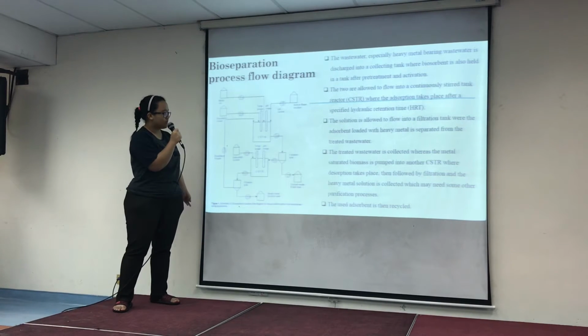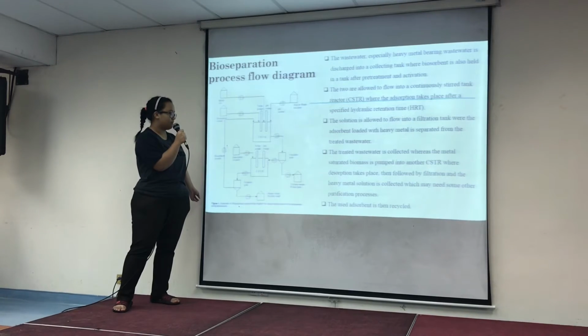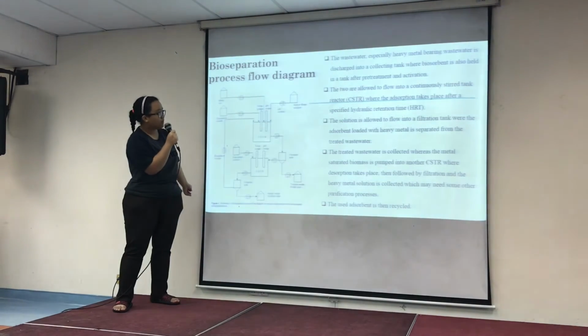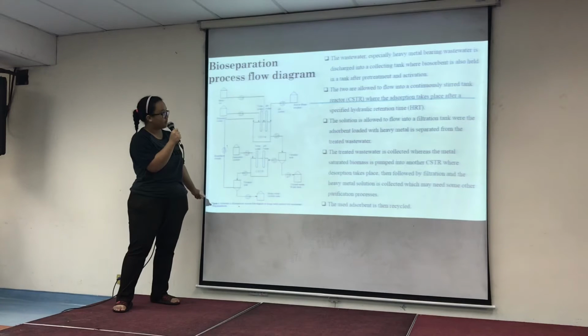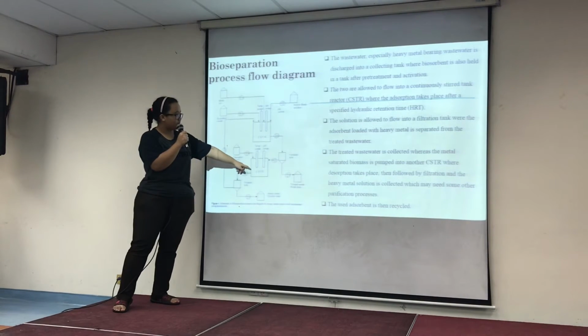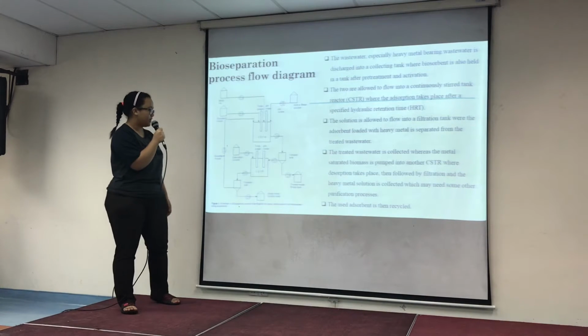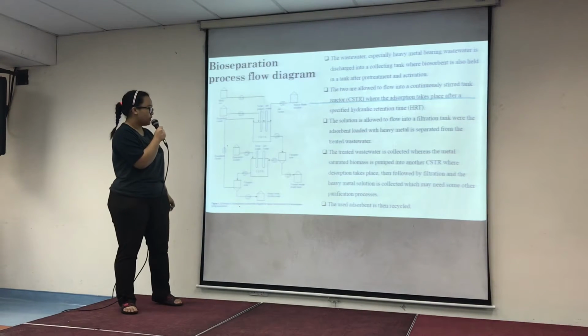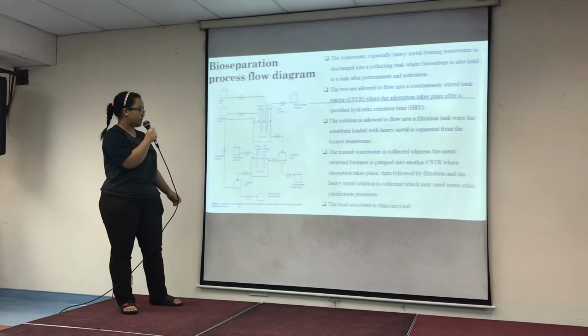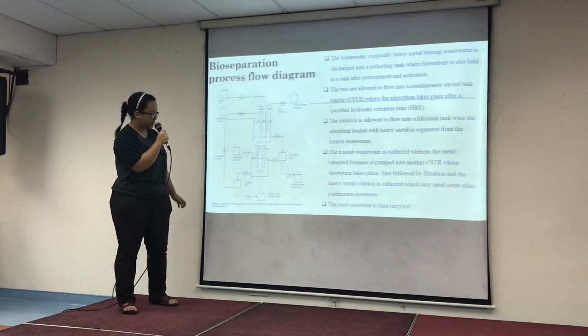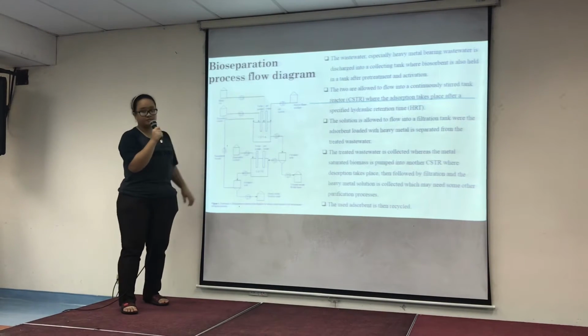The treated wastewater is collected, whereas the metal saturated biomass is pumped into another continuously stirred tank reactor, which is here, where desorption takes place, followed by filtration. The heavy metal solution is collected, which may need some other purification process. The used adsorbent is then recycled.